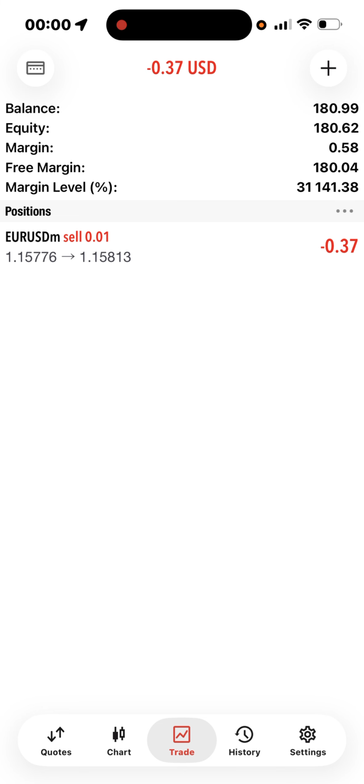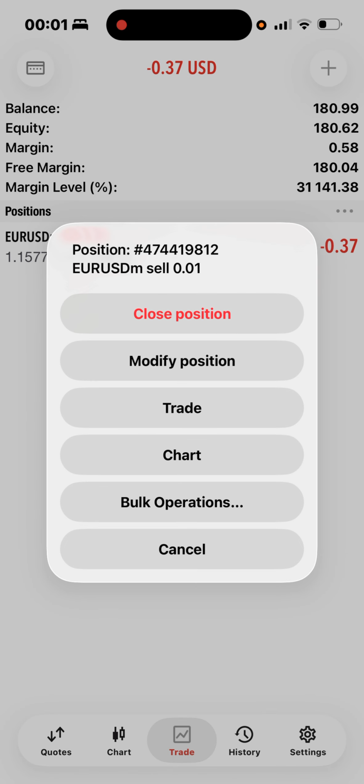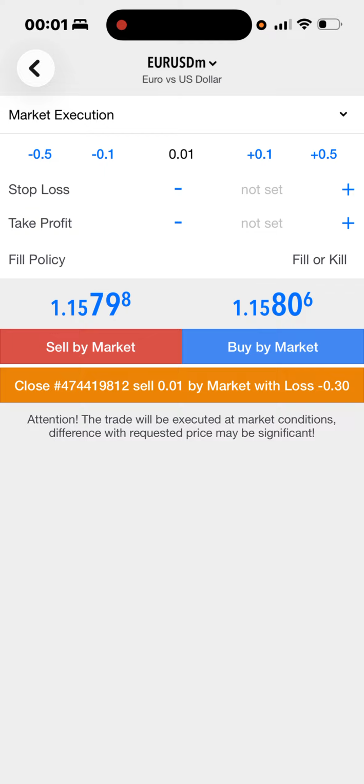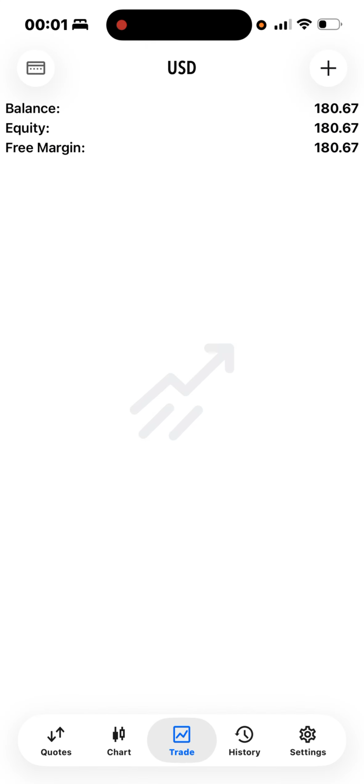Remember I told you balance is not moving, but equity is moving. That's how it works. Then my equity becomes my balance update. So if I close this now, my balance will become 180.63 instead of 0.99. I've lost $0.3, $0.2. So I'll close this now. You can see this. Close. They tell you close that place. So now I've closed. Now you can see my balance has become this.